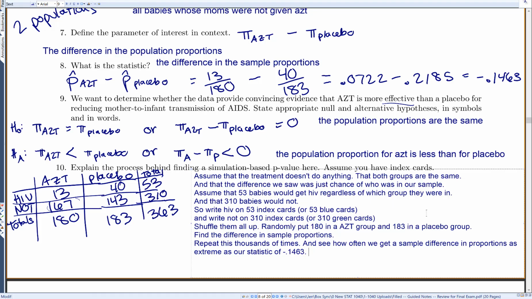Now, obviously, we can't make you do that on the test, but I'd be very surprised if on the final she doesn't put something where you're choosing from multiple choice options of how would you do a simulation. Remember, we're just always assuming whatever we're doing that the null is true. So there's nothing interesting happening here, and we're just shuffling people into groups to see what would we get if they were just randomly shuffled.